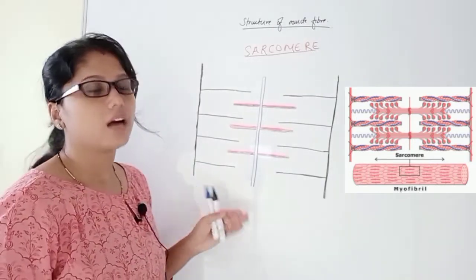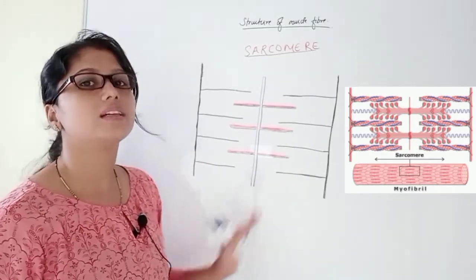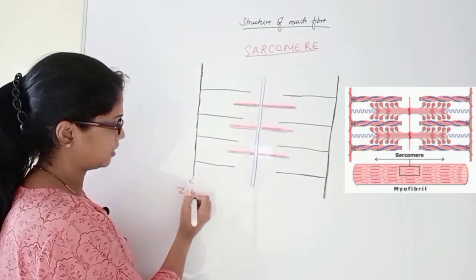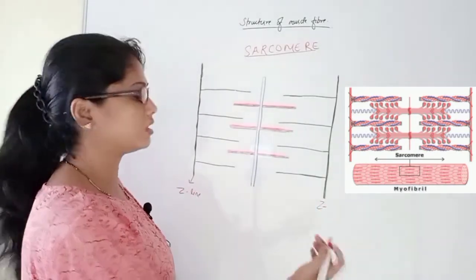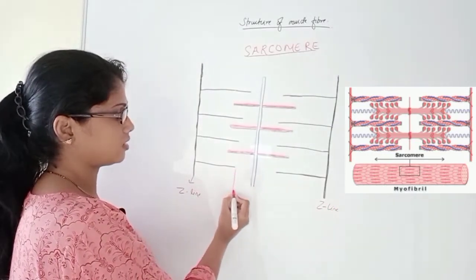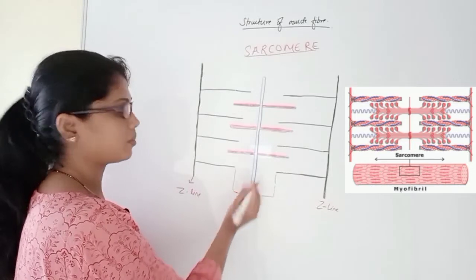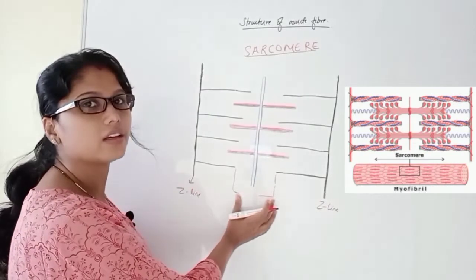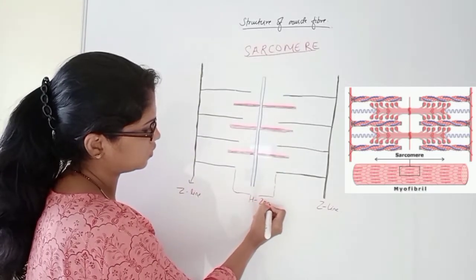Under a microscope, the arrangement looks somewhat like this. This is the Z line. This thin line separates one unit of sarcomere from the other. Can you see this area in the middle of the dark band, where the I band finishes? This area is called the H zone.